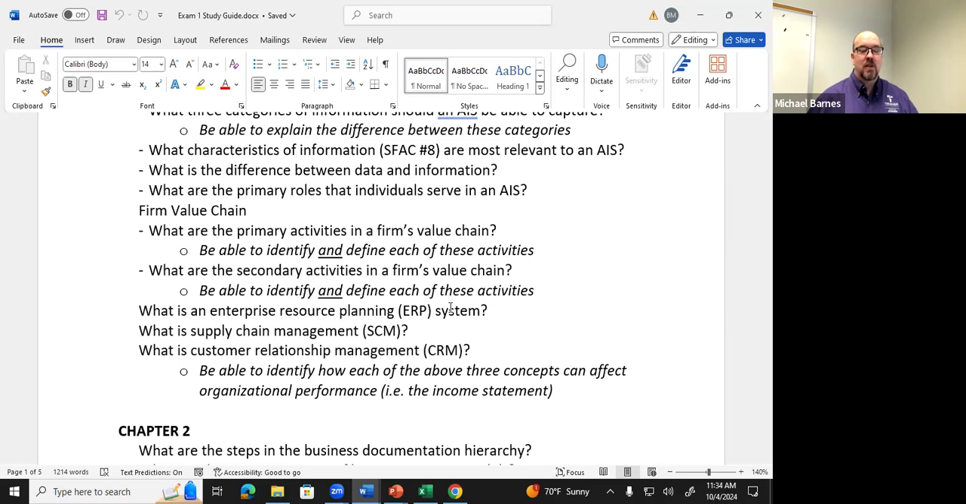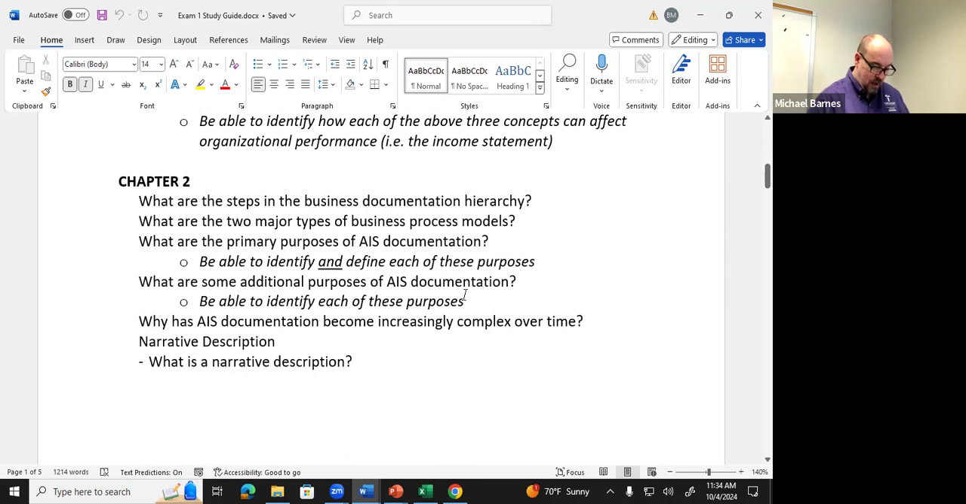That's not the question I will ask on the exam. Move to chapter 2. Chapter 2, two major types of business process models. This is one of our focuses in this course. We talked about BPMN diagrams and UML diagrams.